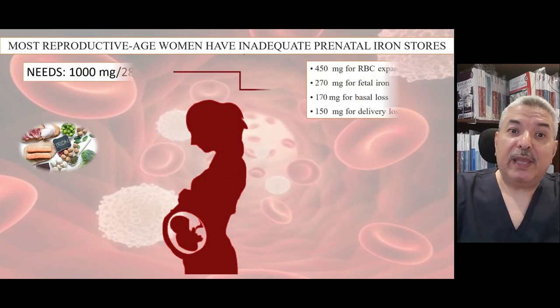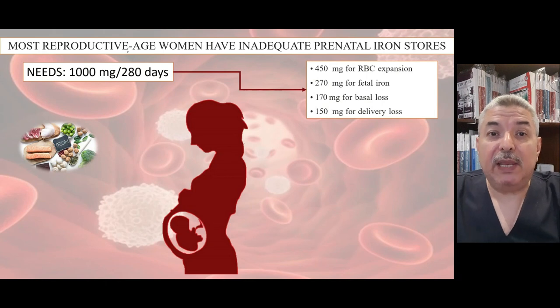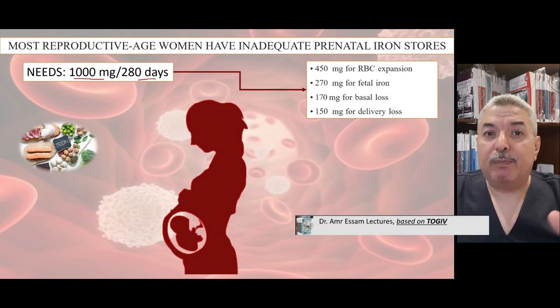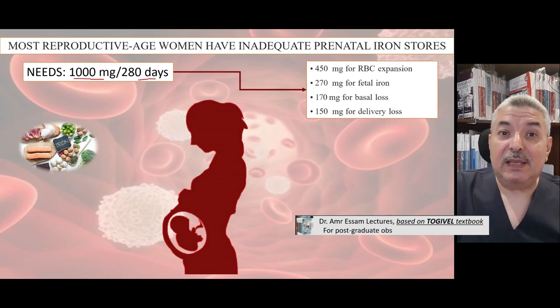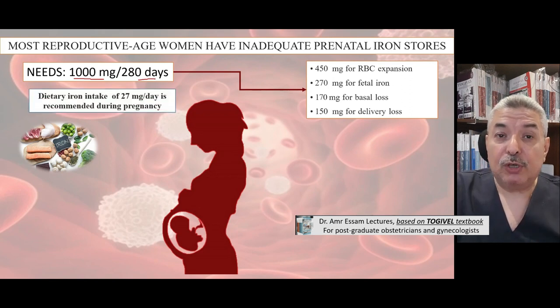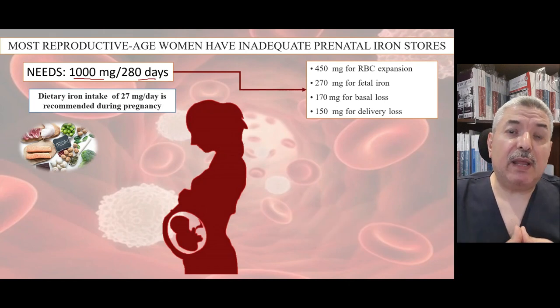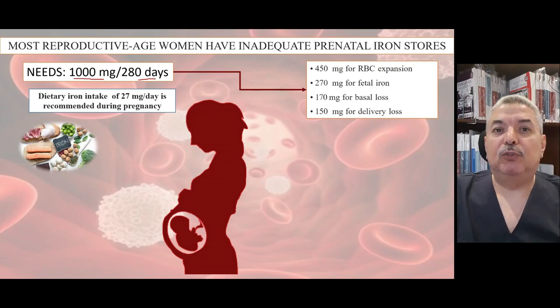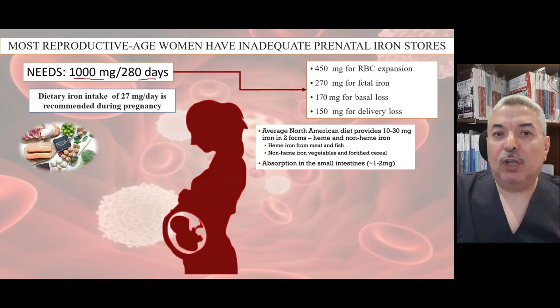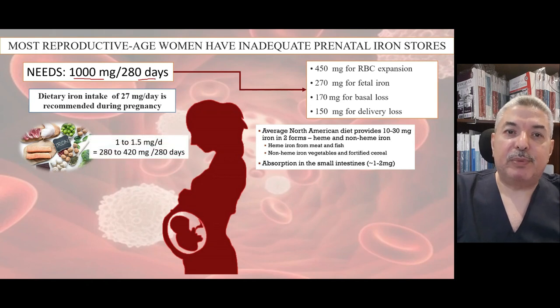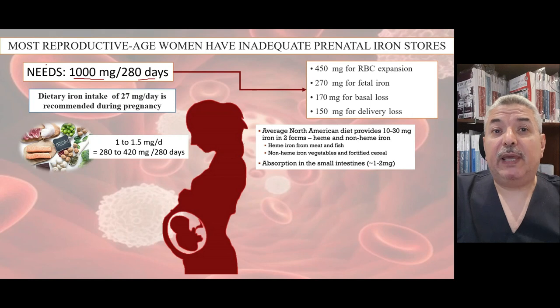And when they go into pregnancy, pregnancy needs 1000 milligrams of iron. This 1000 milligrams of iron should be provided in the days of pregnancy, which is approximately 180 days. Can these needs be met by nutrition? Well, the recommended iron intake for pregnant women is 27 milligrams iron daily. We absorb 10% of what we eat. Now, the average diet is not 27 milligrams iron daily. It's 10 to 15 milligrams iron daily. So what we absorb, the 10%, will be 1 to 1.5 milligrams per day.